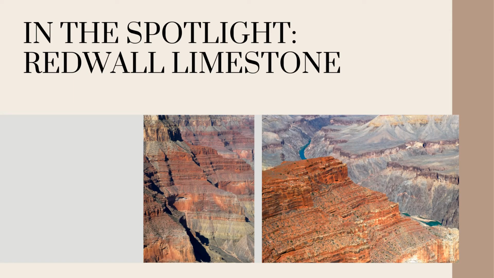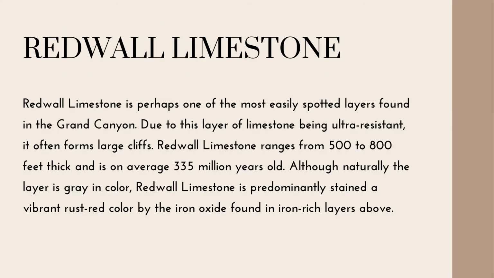Redwall Limestone. Perhaps one of the most easily spotted layers of rock in the Grand Canyon, the massive Redwall Limestone gives the Grand Canyon its world-renowned rust-red coloration. Due to this layer of limestone being ultra-resistant to erosion, Redwall Limestone often forms large cliffs. Ranging in thickness from 500 to 800 feet, Redwall Limestone is on average 335 million years old.